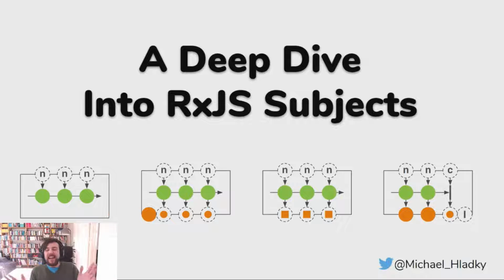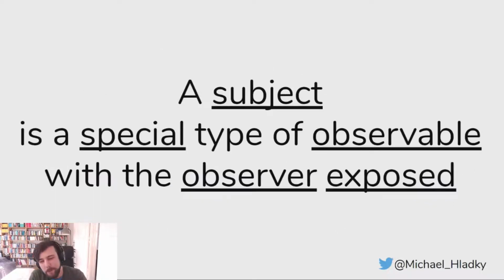So, if you Google for what a subject is, you most of the time find something like that. A subject is a special type of observable with the observer exposed. And at least I was a little bit buzzed. I had no clue what I should do with that sentence and started to research and try to understand on my own how we could look at a subject. And to understand a subject, I will start with an observable.